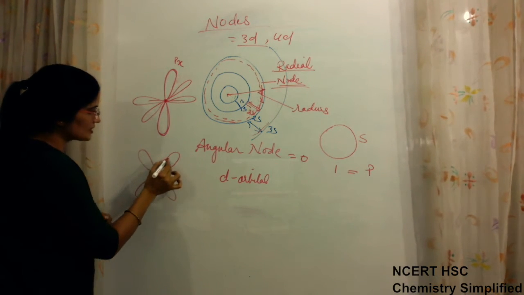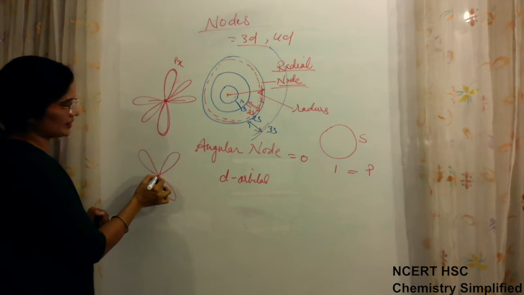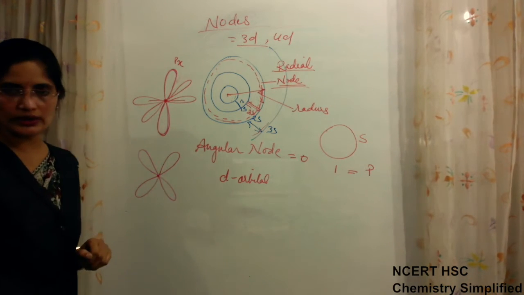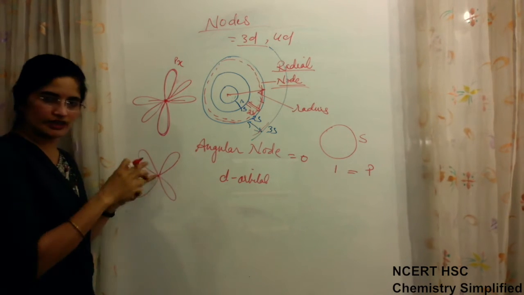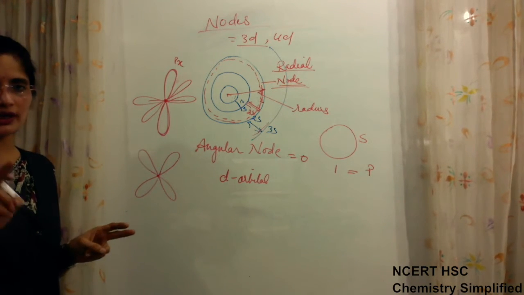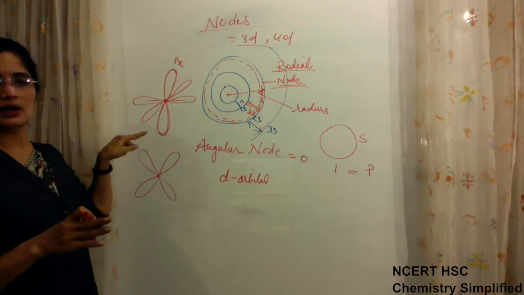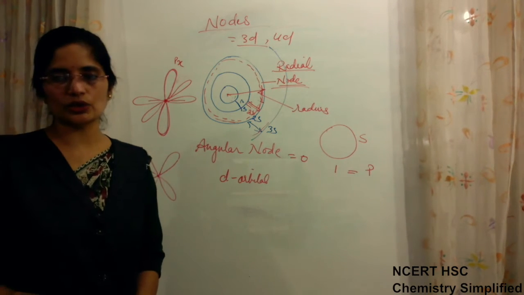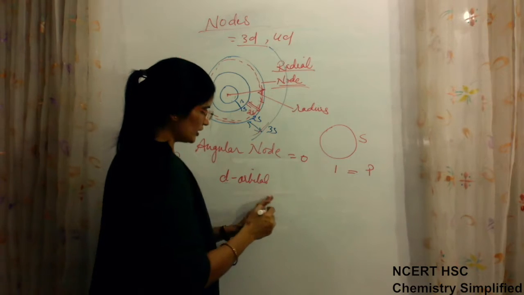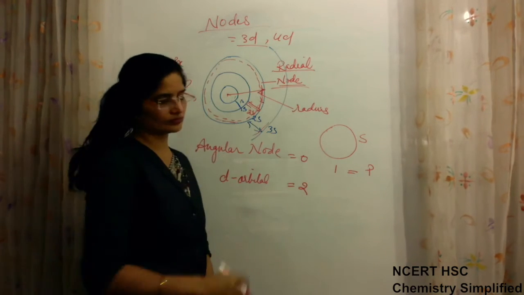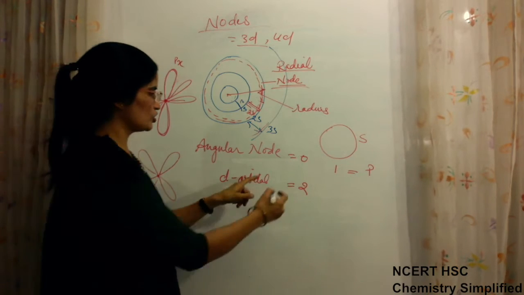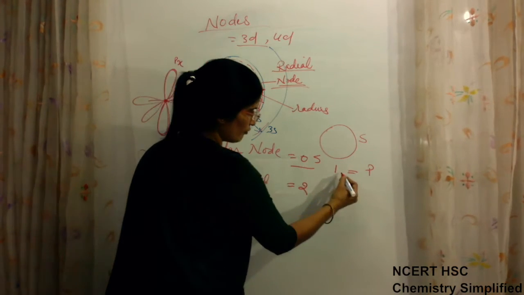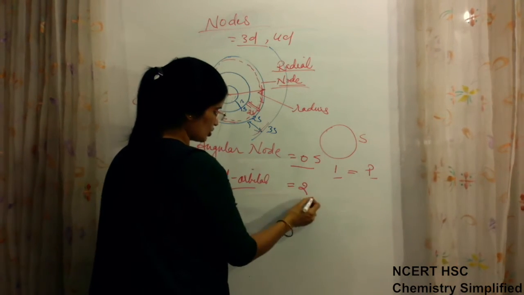So again, when this lobe is tapering, here again there is a point where there is no electron, because the two lobes are meeting at one point. But we know that because they are separate lobes, there are 2 points at the same place where the probability of finding an electron is 0. So for d orbital, the number of angular nodes is 2. So for S it is 0, for P it is 1, for D it is 2.